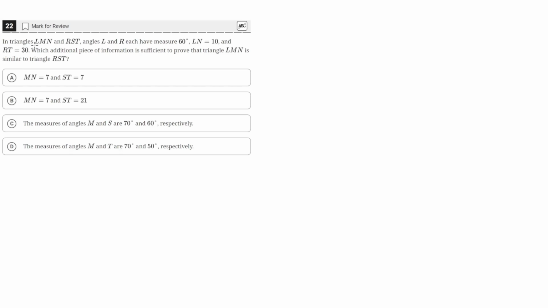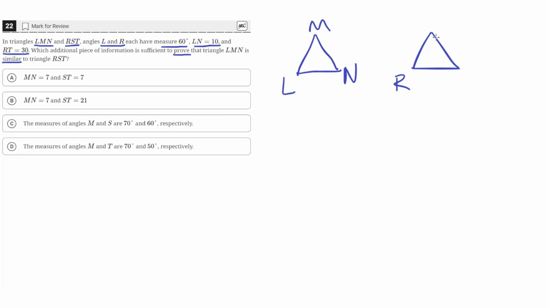In triangles LMN and RST, angles L and R each have measure 60 degrees. LN equals 10 and RT equals 30. Which additional piece of information is sufficient to prove that triangle LMN is similar to triangle RST? So let's draw out these two triangles. This is triangle LMN, and this is triangle RST.